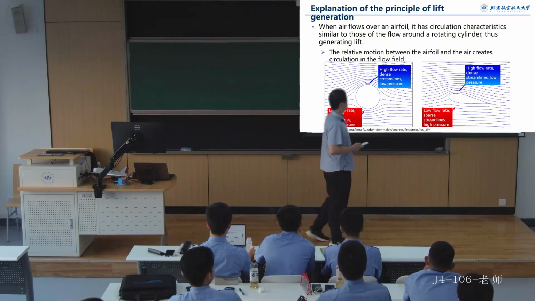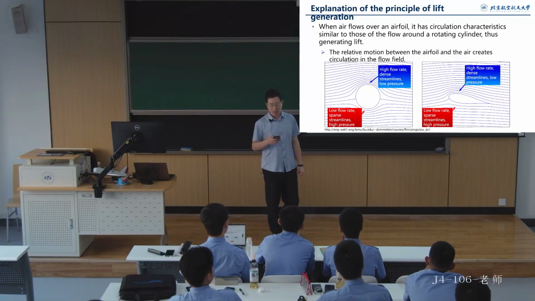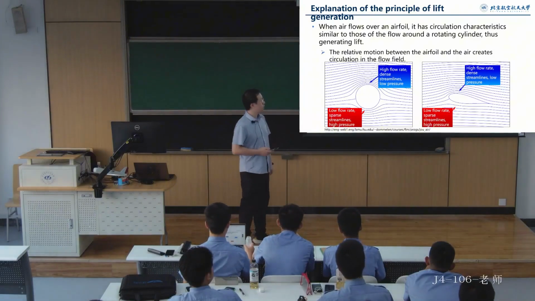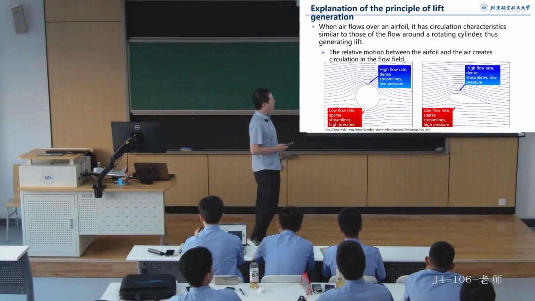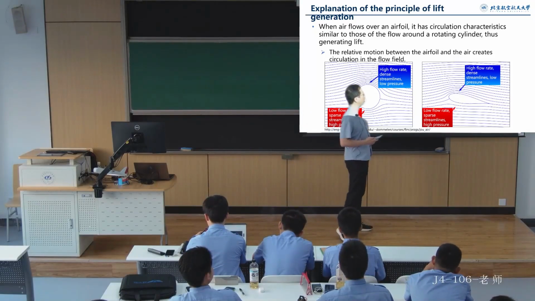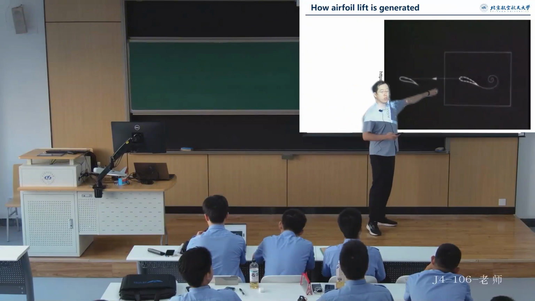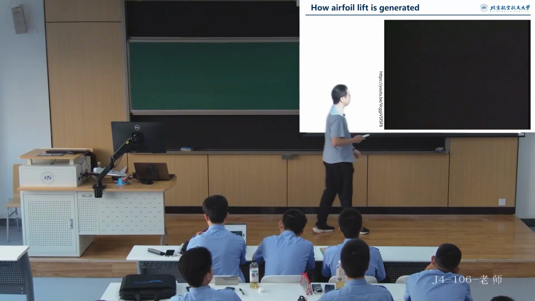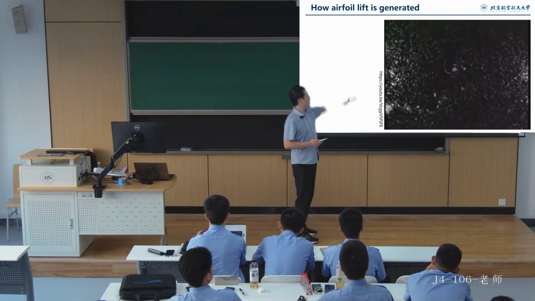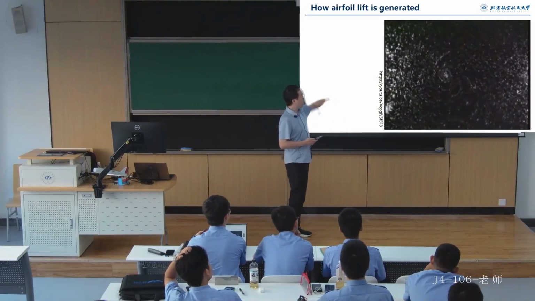Alright, here some students might feel that the concept of circulation around an airfoil is somewhat abstract. So we will use a concrete experimental example to demonstrate this. In a fluid, due to relative motion, circulation is generated. When an airfoil moves through the fluid, it creates this kind of vortex flow. We refer to this as the starting vortex when the wing begins to move. This vortex refers to the circulation.